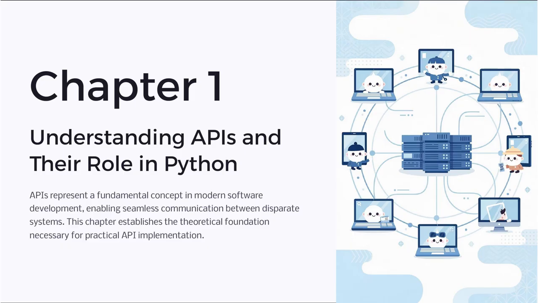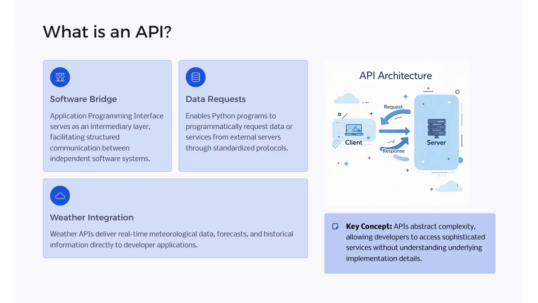Application programming interfaces, or APIs, are crucial in modern software, acting as bridges between different systems. They allow Python applications to request and exchange data with external servers using standardized protocols. This foundational understanding is essential for implementing APIs effectively in real-world applications, such as integrating weather data into Python projects. APIs act as a software bridge, enabling structured communication between independent systems.